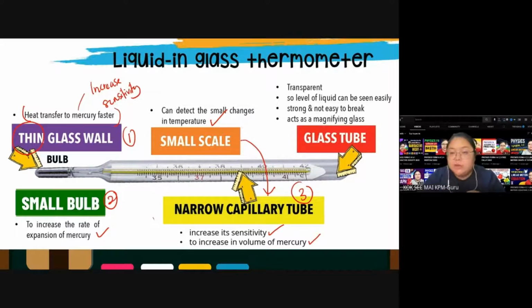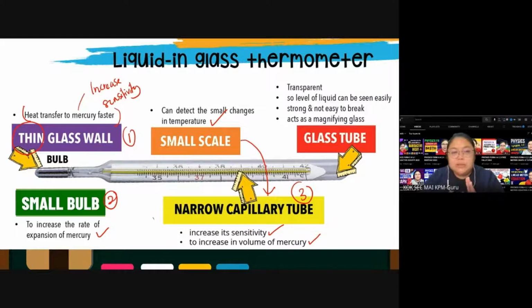When the capillary tube becomes narrow, okay, the first one you can say increase sensitivity. So increase sensitivity only has two. One is a thin wall bulb, another one is a narrow capillary tube. But don't cross. When you write the essay for the explanation, don't cross the explanation.